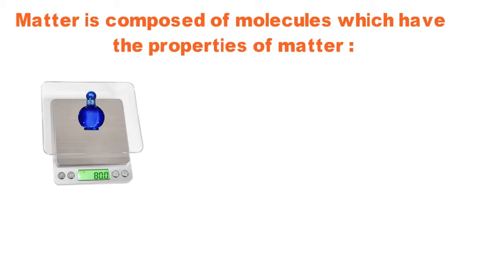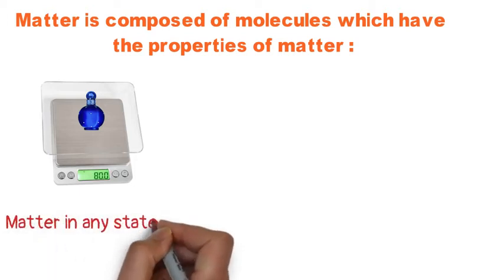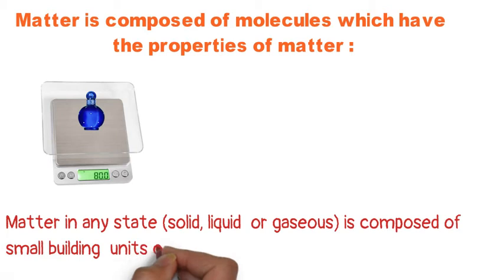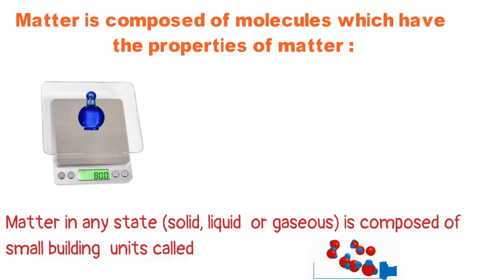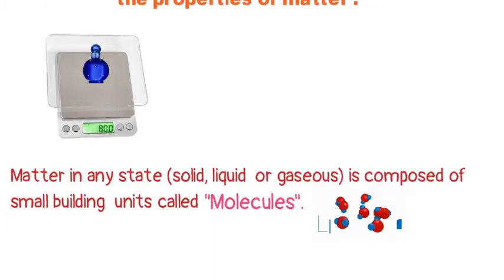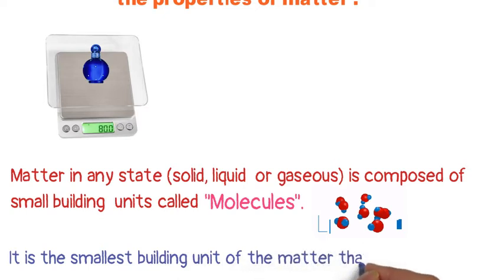First, the matter here is composed of molecules, and the molecules have the same properties of the matter. The matter in any state, solid, liquid, or gaseous, is made of a small building unit, and this building unit is called molecules. So molecules are small building units of the matter, and they have the properties of the matter. The molecule is the smallest building unit of matter which can exist freely.